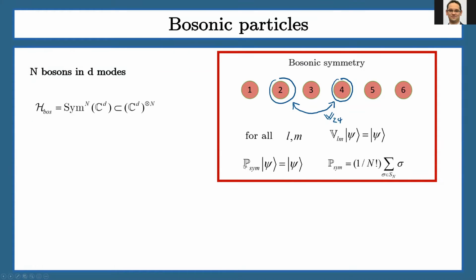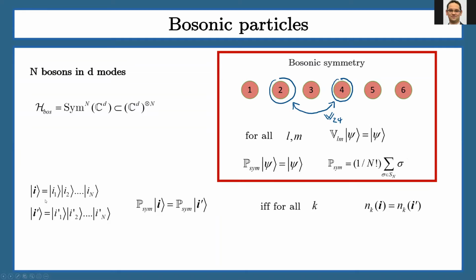So if you act with this swap matrix, it's the same state. Equivalently, those bosonic states are eigenstates with eigenvalue 1 of the bosonic symmetrization operator, which basically averages your state over all possible permutations of particles. Okay, so that's bosonic symmetry.